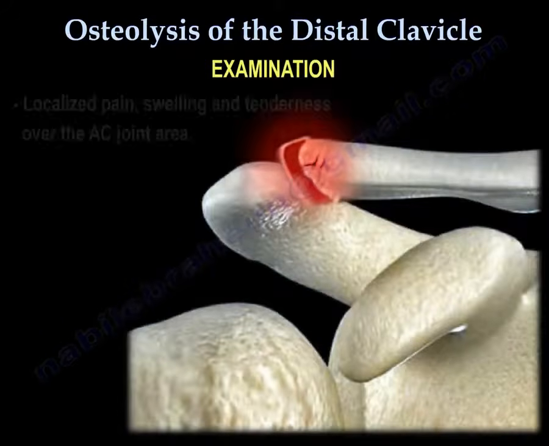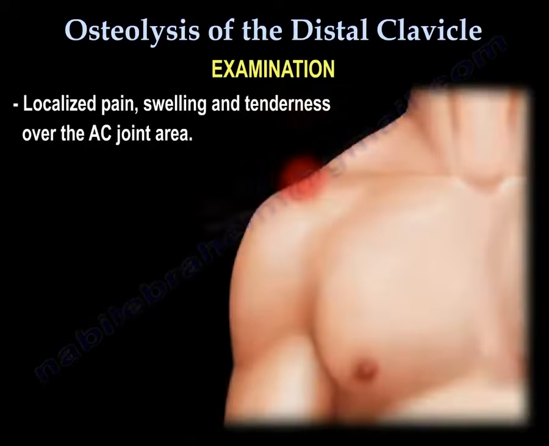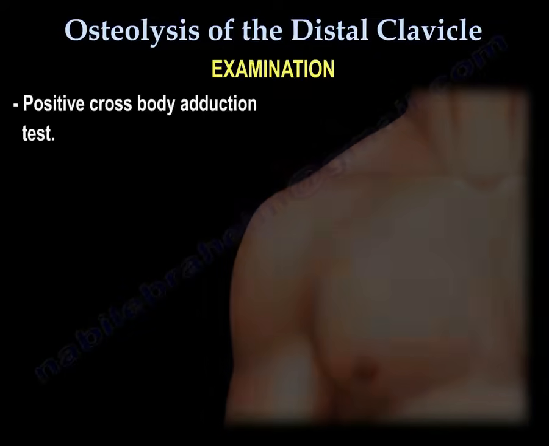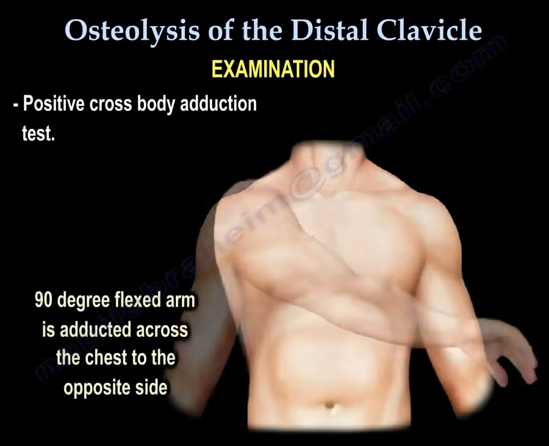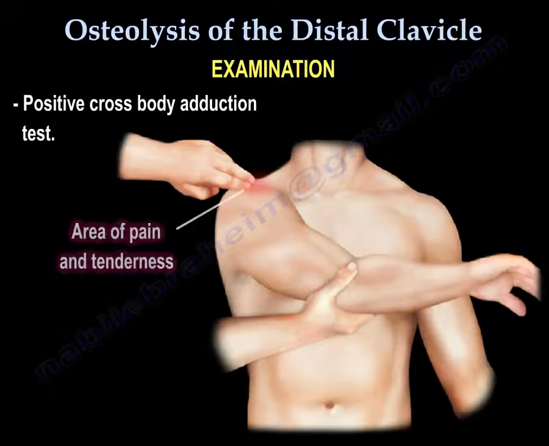Examination: patient will have localized pain, swelling, and tenderness over the AC joint area. Positive cross-body adduction test. 90-degree flexed arm is adducted across the chest to the opposite side. And this is the area of pain and tenderness.